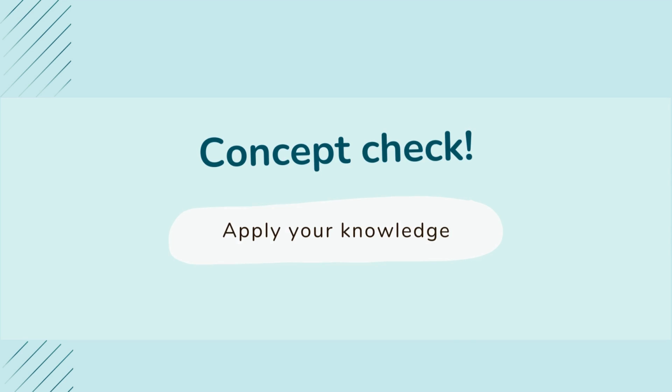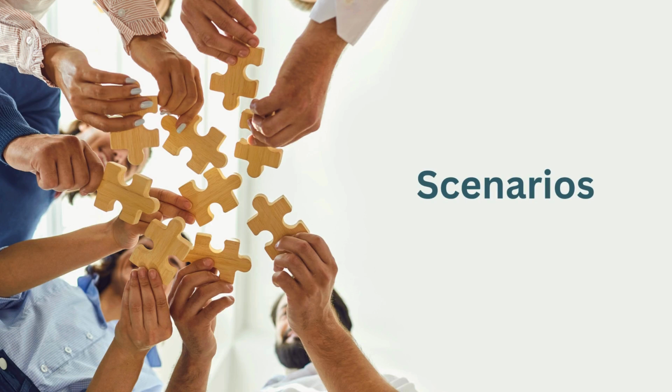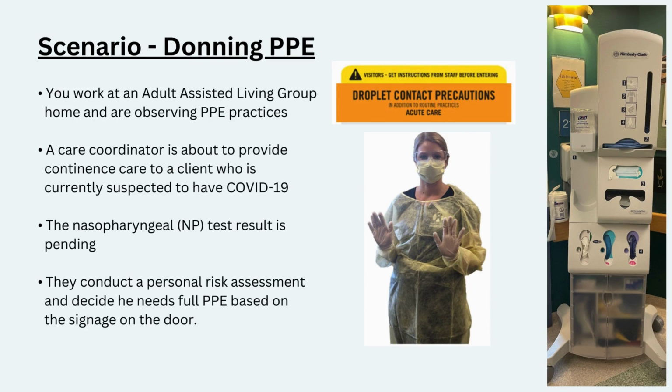Okay, and now we're going to do a concept check. With all the information we have reviewed, we feel it would be best to apply it in a scenario situation that we can work through together. So our scenario is the following. You are an employee in an adult assisted living group home and you are completing PPE observations for the day. One of your clients is ill with respiratory symptoms and a nasopharyngeal test is pending.